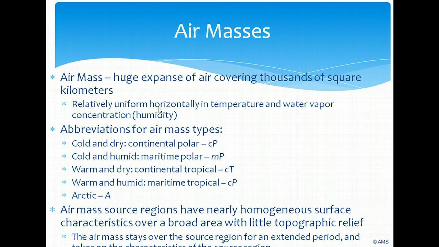We know that an air mass is really nothing more than a large expanse of air covering thousands of square kilometers. And one of the characteristics of an air mass is that it has relatively uniform horizontal temperature and humidity. The properties of an air mass depend upon the type of surface area over which it develops, that is, its source region.